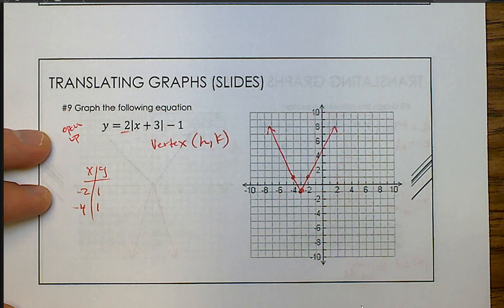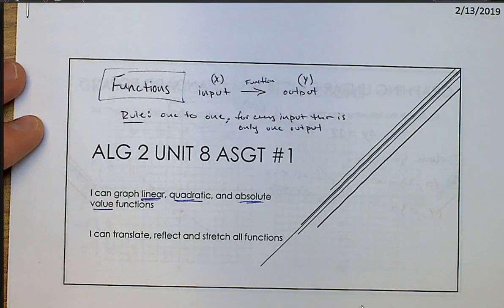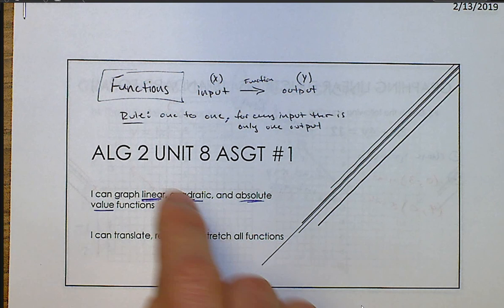So that lesson, I know 99% of it is all review, but it's good to go over because towards the end of this unit, we're going to be finding the inverses of all of these functions, and so I wanted to make sure we reviewed them and make sure you were good with linears, quadratics, and absolute value functions and graphing.